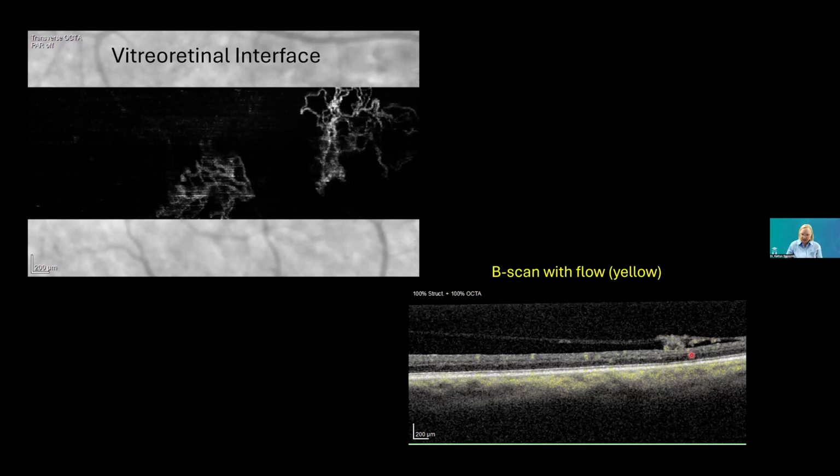Before I had OCTA capabilities in the clinic, I would just move my regular structural OCT there because you're still going to be able to detect whether those vessels are sitting within or on top of the retina, and that might help clue you in to whether that's truly neovascularization or not. Of course, you won't be able to see blood flowing through it, but you can certainly see that there are some abnormalities there.